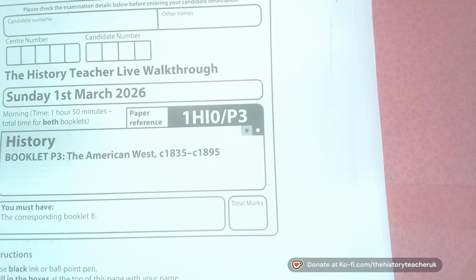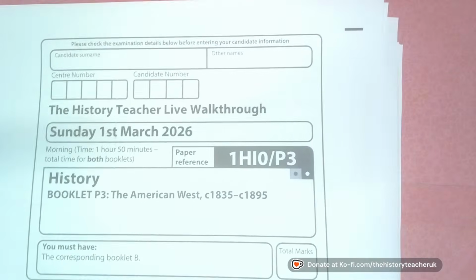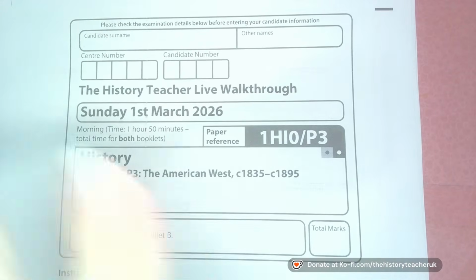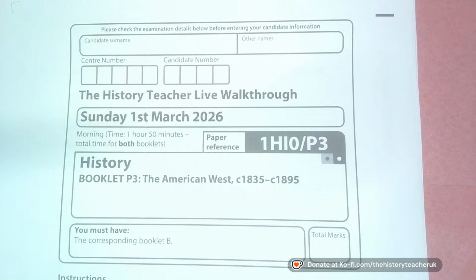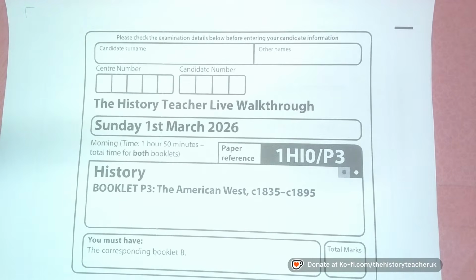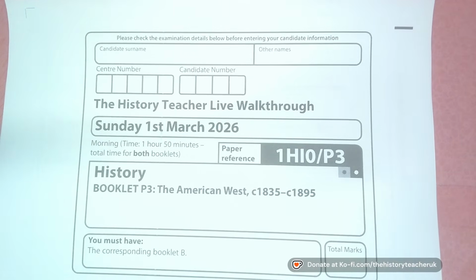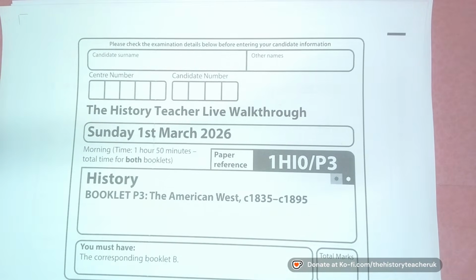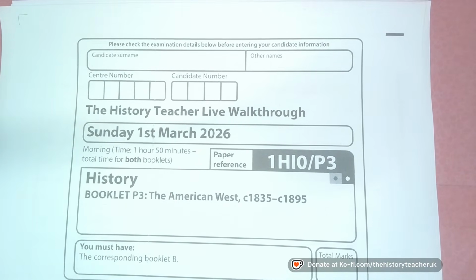So let's go over and have a look. We've got our exam paper, and this paper is available in the pinned chat. If you want to download it and work through this with me, please feel free. I've also put in the chat a copy of my model answers, so you can download that at the same time. So let's grab my black pen, because we need to use our black ink.